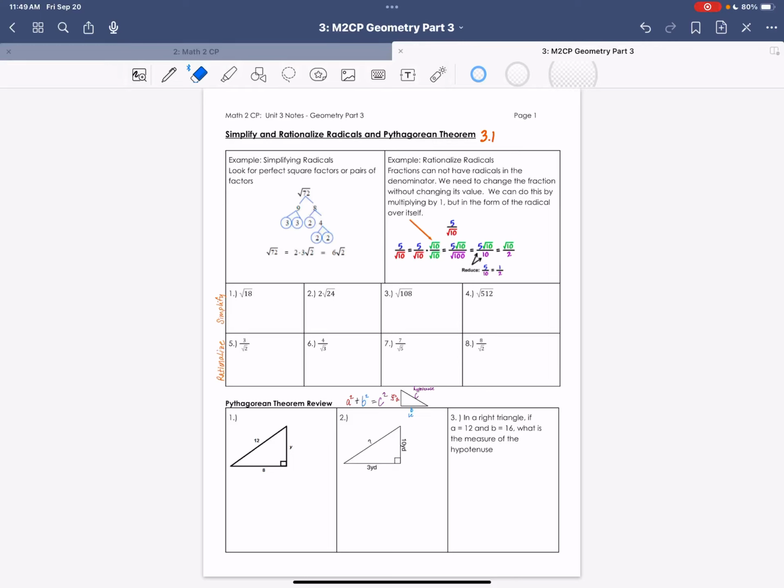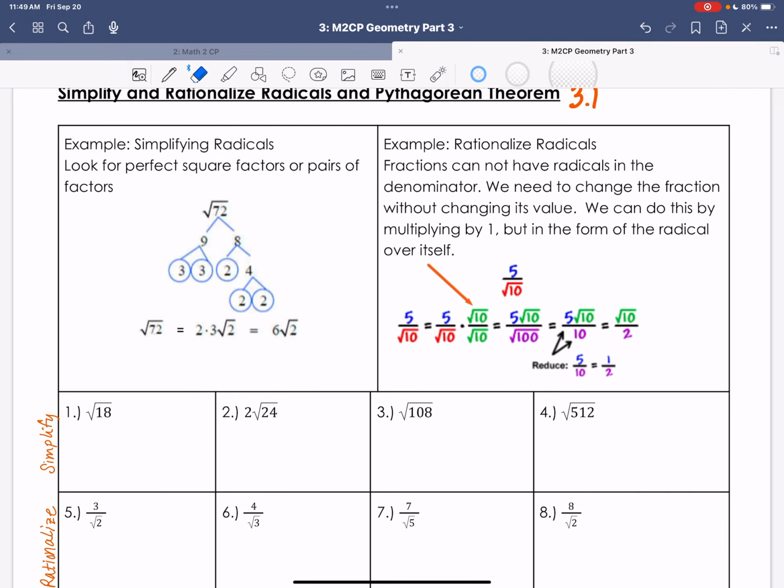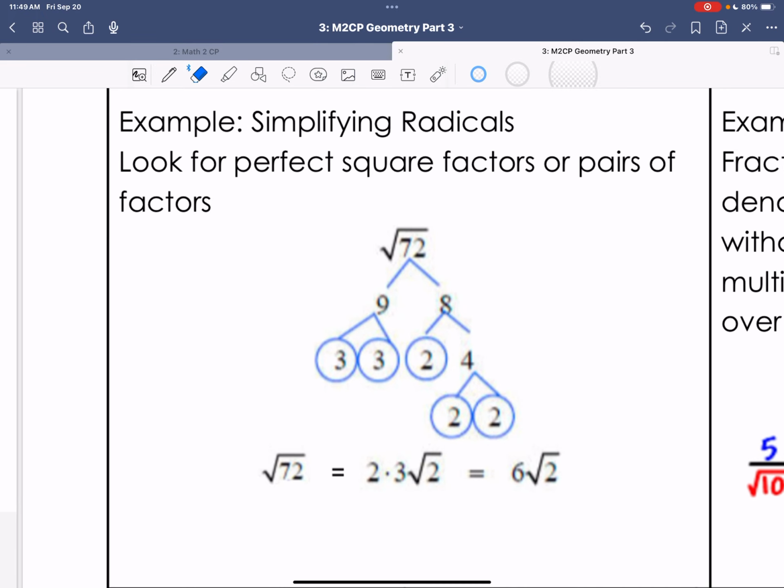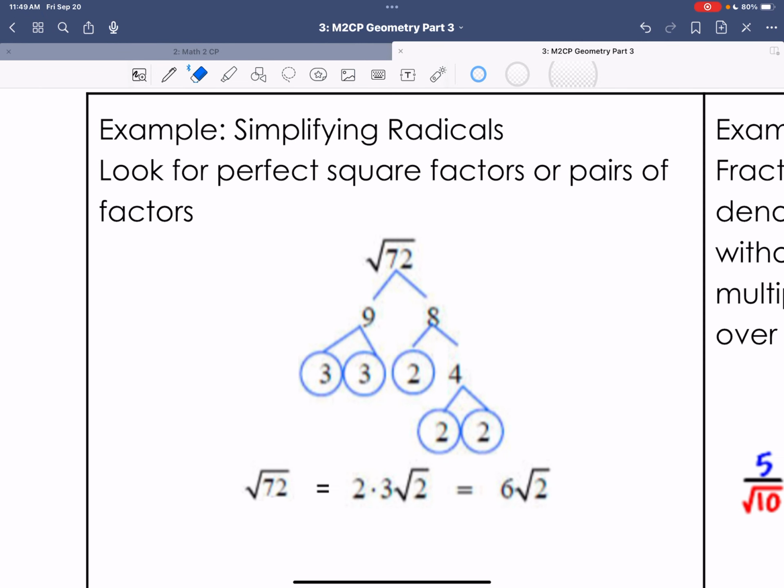All right, today what we're going to talk about are simplify, rationalize radicals, and we're going to review the Pythagorean theorem. So let's get started with simplifying radicals. When you have to simplify radicals, what's important here is you're looking for perfect square factors. Whenever you have those perfect square factors, that's what you're going to use to help you simplify. So let's go ahead and get started with this first example.